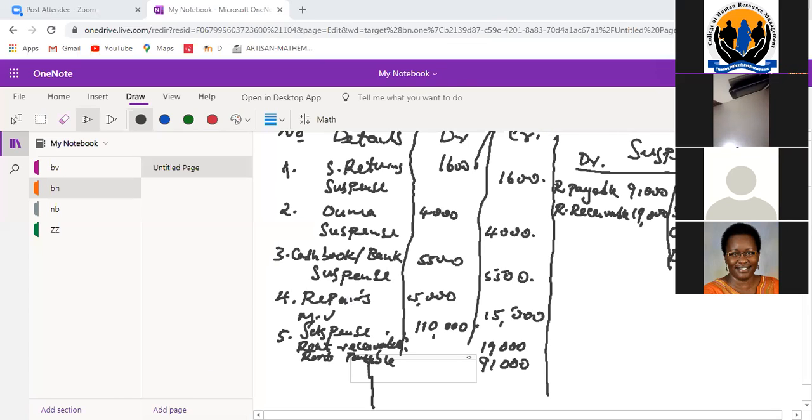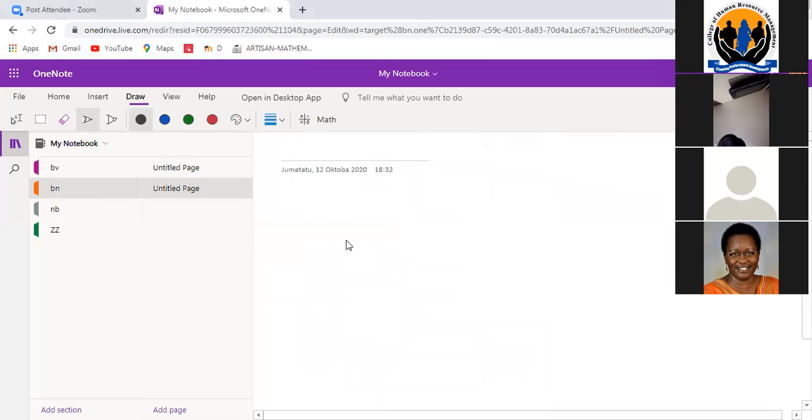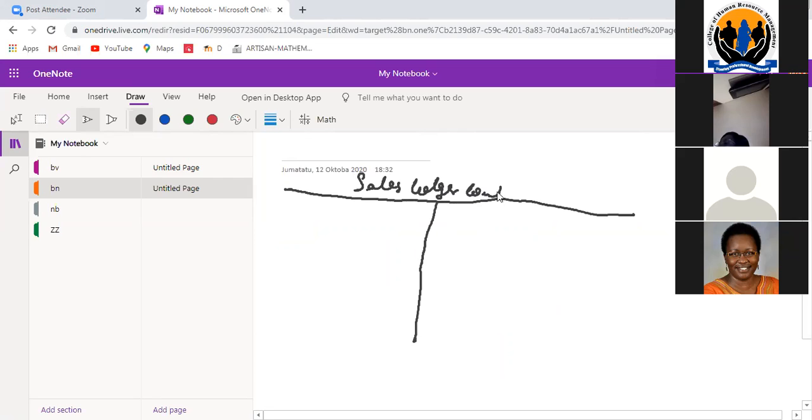So we talked about the format of each. Maybe I can give a summary of these accounts. So we have got the sales ledger control account, also known as the total debtors control account. We have the credit side and the debit side. The debit side of this account, we said, is used to record those transactions which increase the debtors. Remember, here we are controlling the debtors.